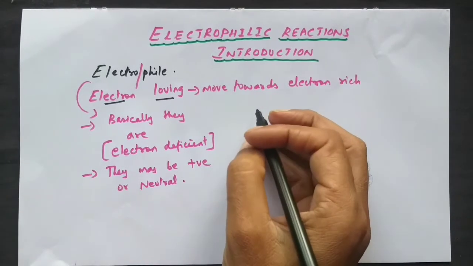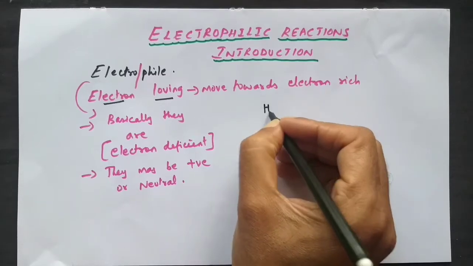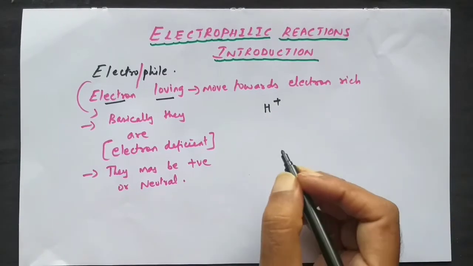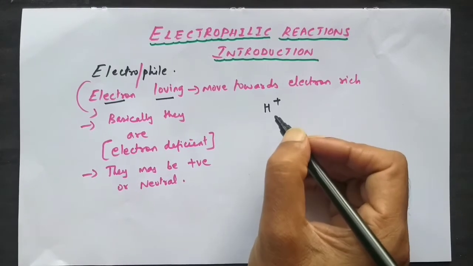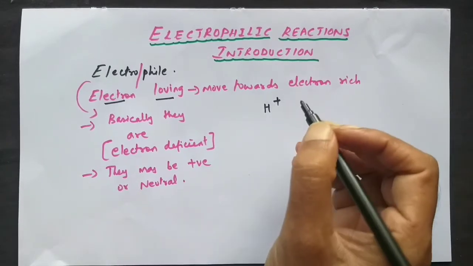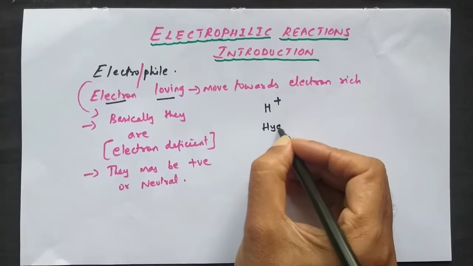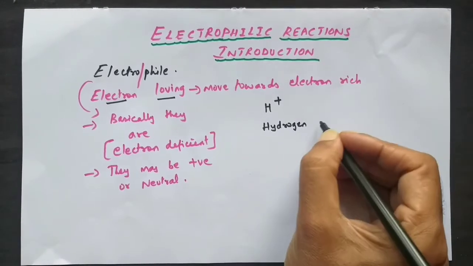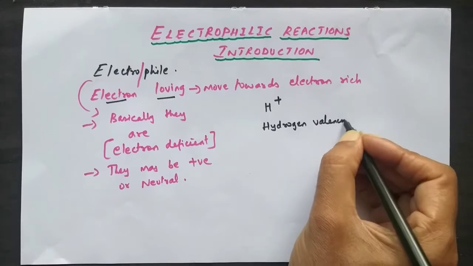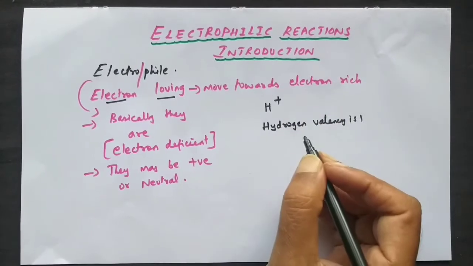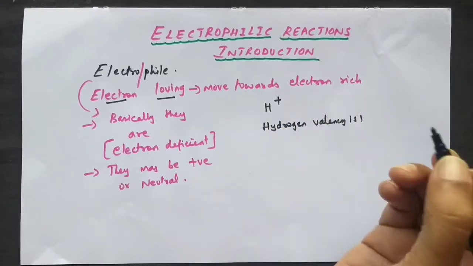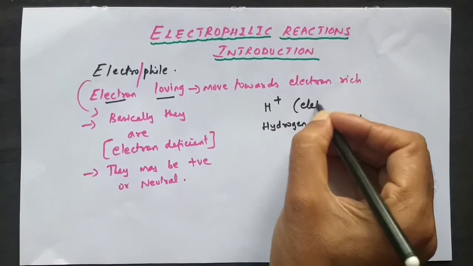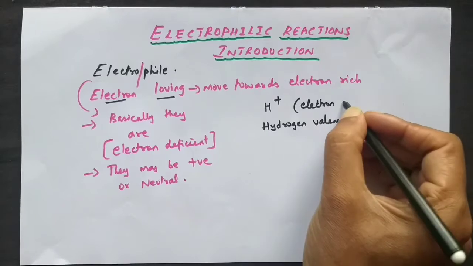For example, when I speak about a simple H plus, we know that H plus has lost an electron. It is electron deficient. We know that hydrogen valency is 1, so it has 1 electron. It has lost its electron, so now it is H plus. So this H plus is electron deficient.